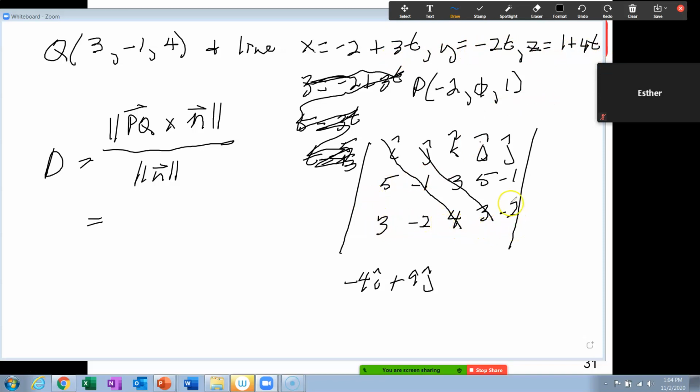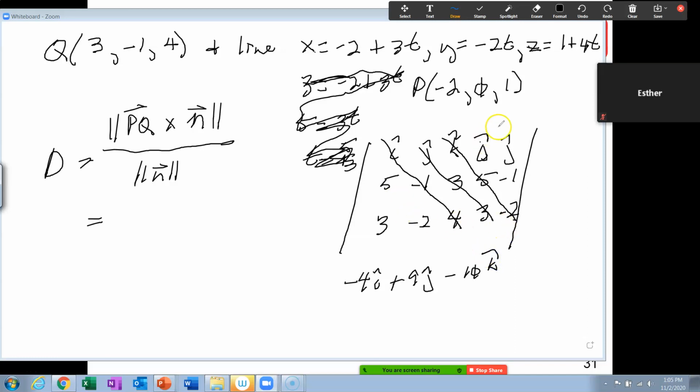Repeat the first two columns, i, j, for both of those. And that's what we're in the process of doing. All right, the first is -4i plus 9j, and then the last down diagonal here, if I can get my pen to show up in the right place, is minus 10k. Okay, minus 10k.